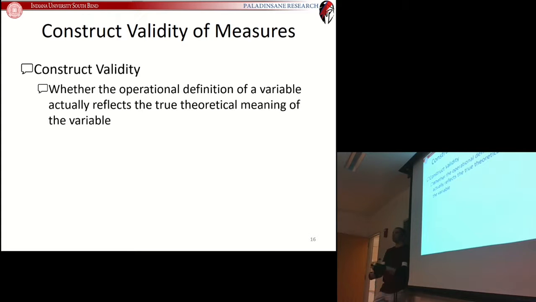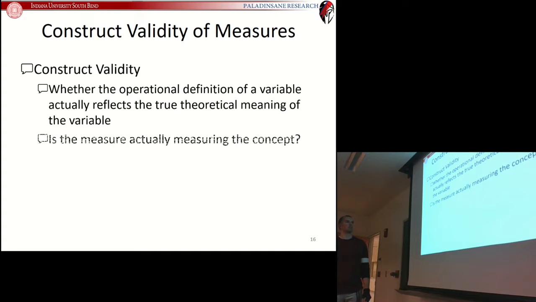But if I have a tape measure and I say, that's how I measure math ability. I measure people, and this person is 5'1" math ability. This person is 6'2" math ability. That has no construct validity, right? We're not at all measuring what we say we're measuring. So you want to make sure that your operational definition, as much as possible, reflects what you truly are trying to measure, that theoretical meaning of the variable.